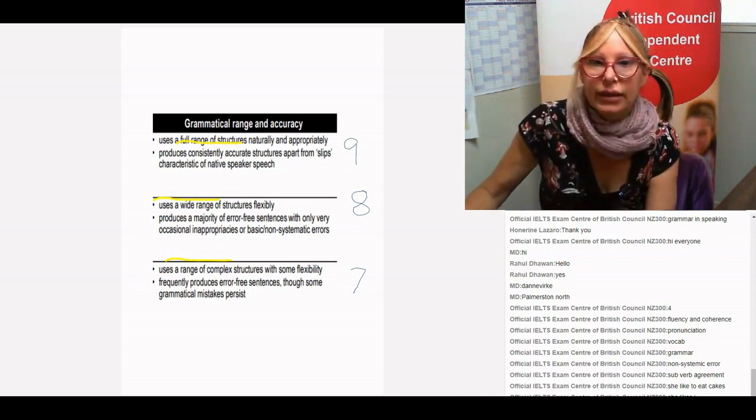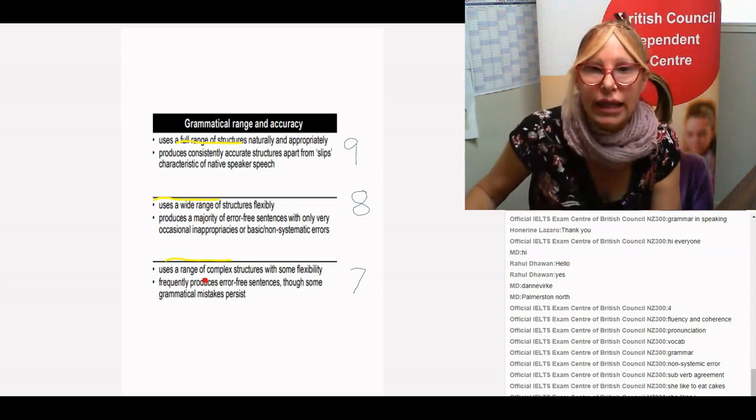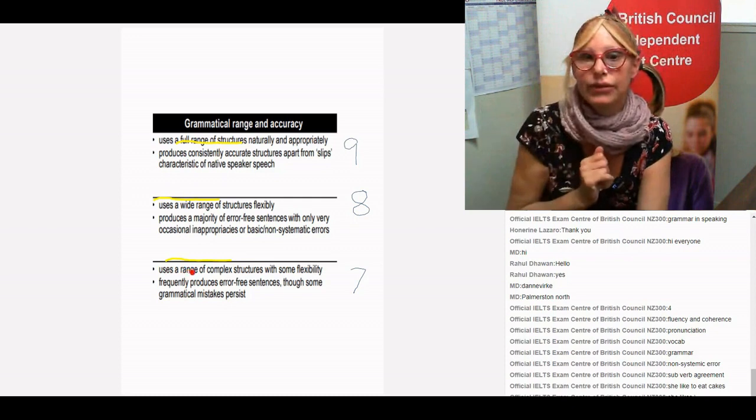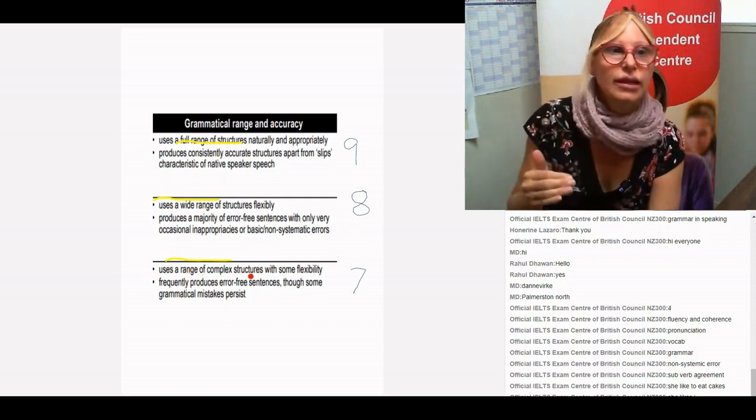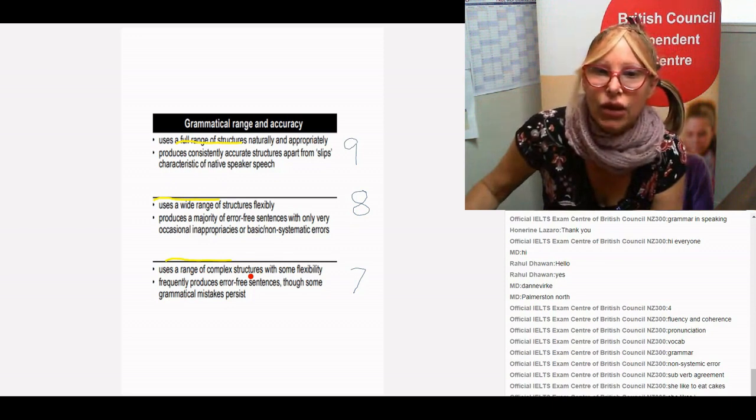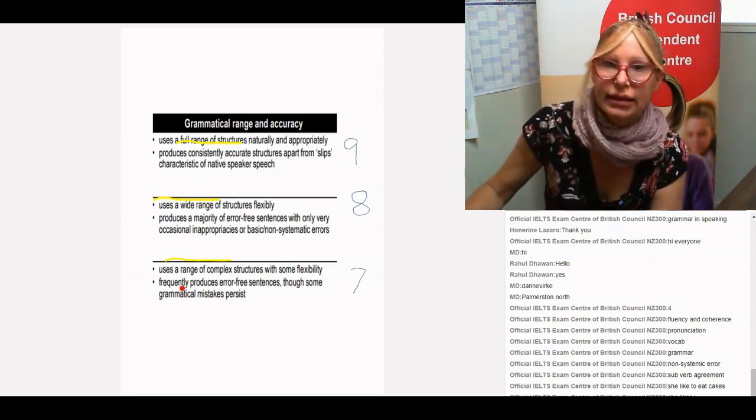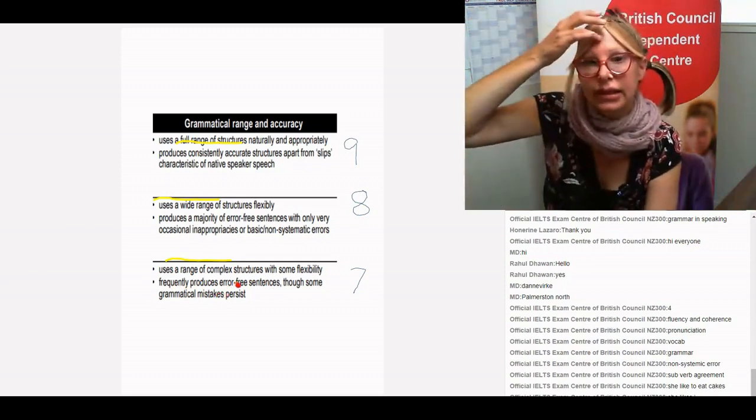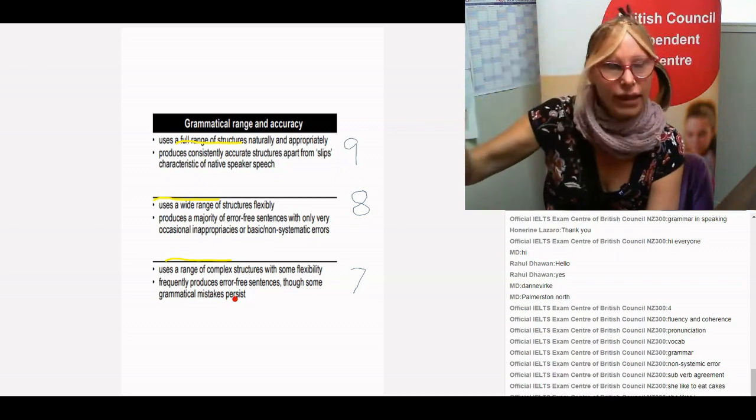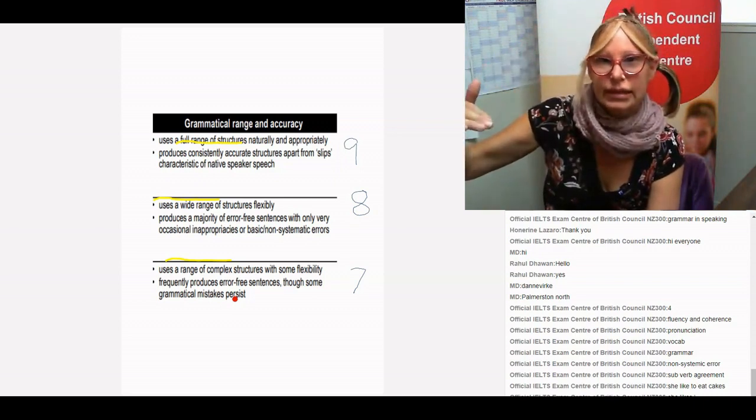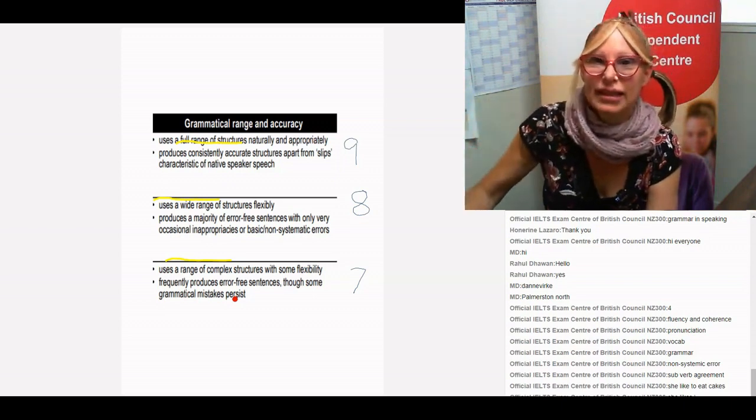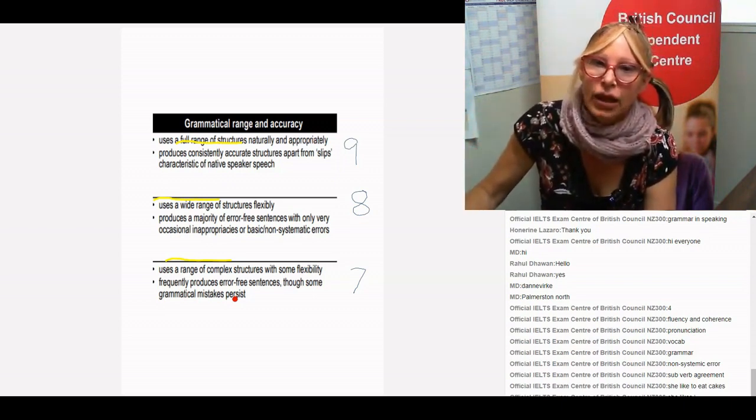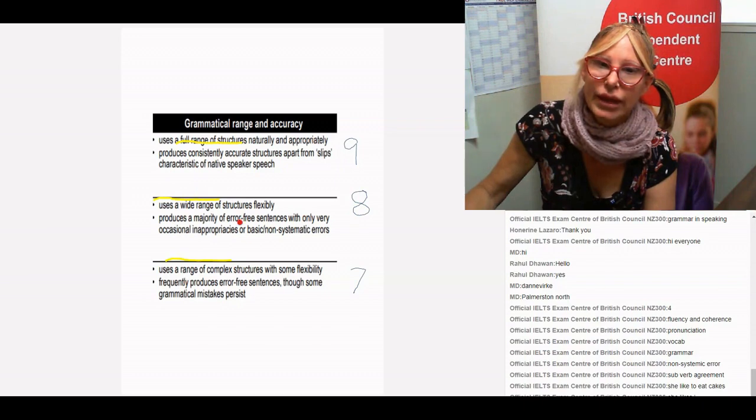Okay, so for a 7, you are able to use a range of complex structures with some flexibility. I'm going to be talking about complex structures in a minute. And then you are able to produce error-free sentences, though some grammatical mistakes persist. So you're allowed to have some mistakes for a 7. You're allowed some grammar mistakes. It's hard to say exactly how many. I would say that if every sentence has a grammar mistake, then you would not be getting a 7 in this department. Okay, so here we're looking at grammar and we're looking at structures and we're looking at error-free sentences.